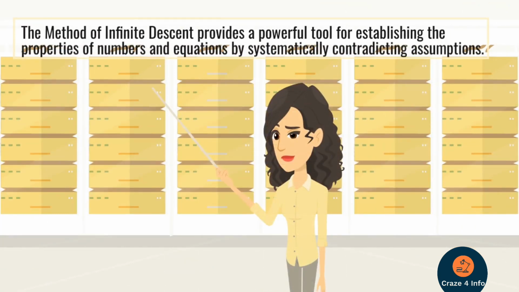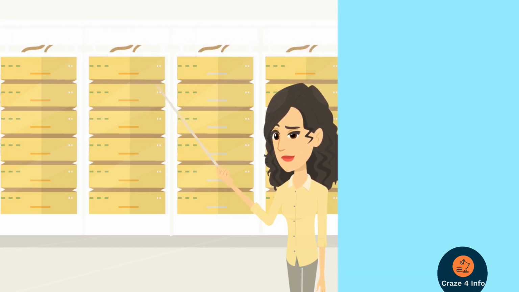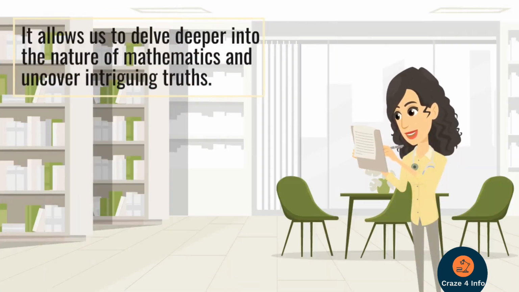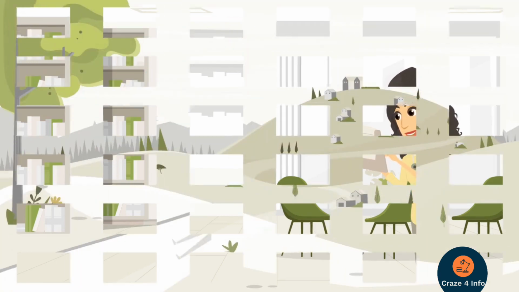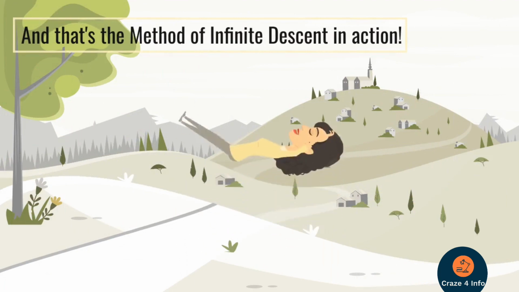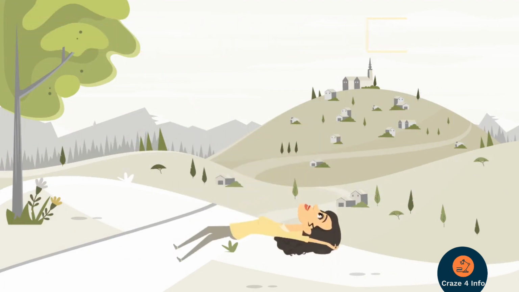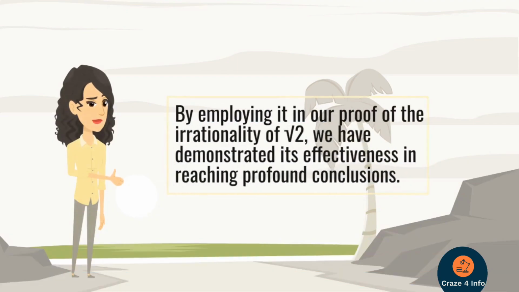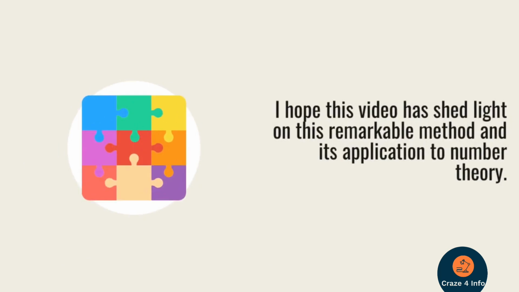The method of infinite descent provides a powerful tool for establishing the properties of numbers and equations by systematically contradicting assumptions. It allows us to delve deeper into the nature of mathematics and uncover intriguing truths. And that's the method of infinite descent in action. By employing it in our proof of the irrationality of root 2, we have demonstrated its effectiveness in reaching profound conclusions. I hope this video has shed light on this remarkable method and its application to number theory.